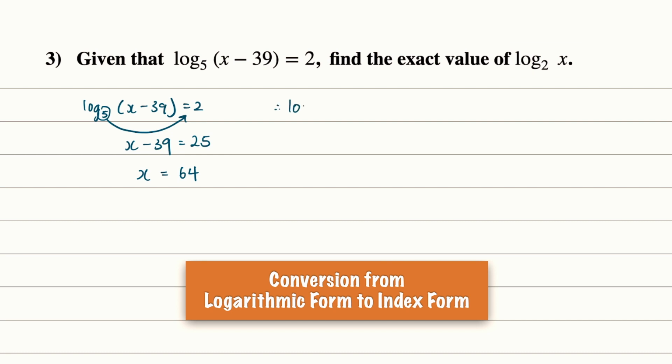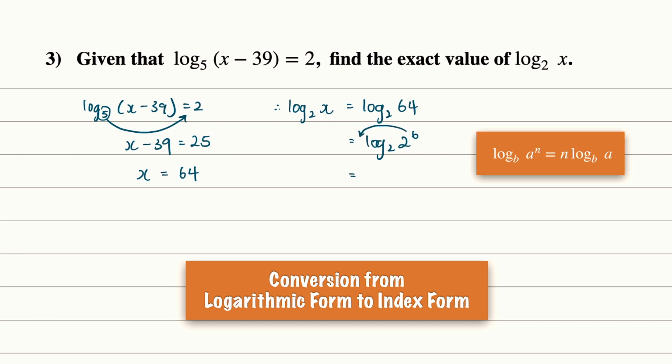We will have log to the base 2 of x equals to log to the base 2, 64. And this is equal to log to the base 2, 2 power 6. And by using the power law, we can bring down 6. And log to the base 2 of 2 is equal to 1. And the exact value of log to the base 2 of x is equal to 6.